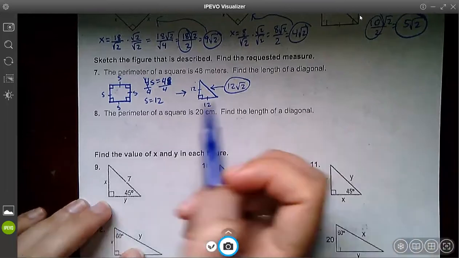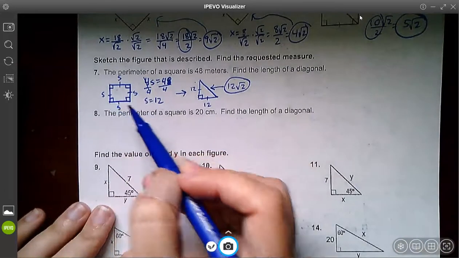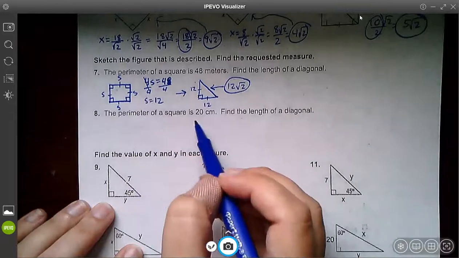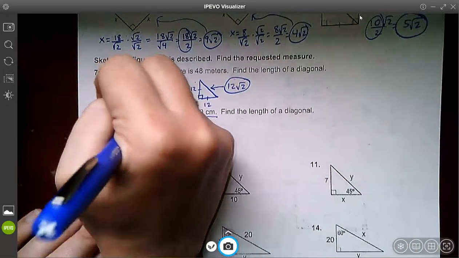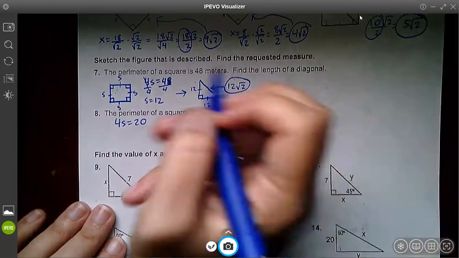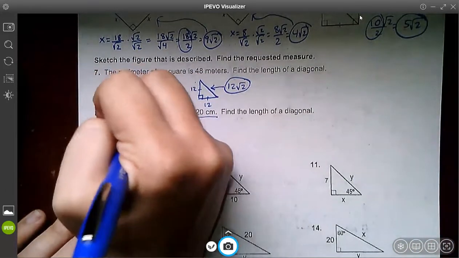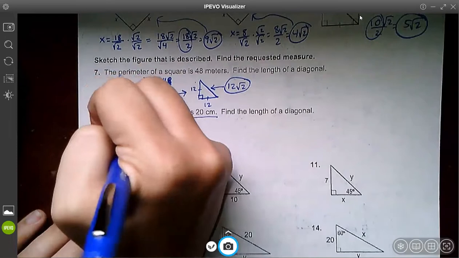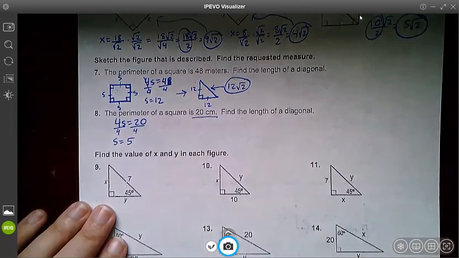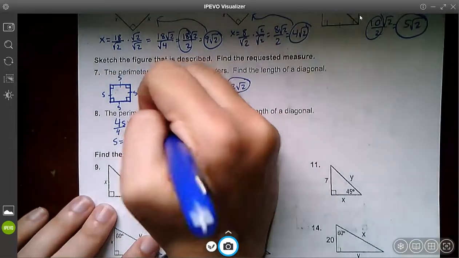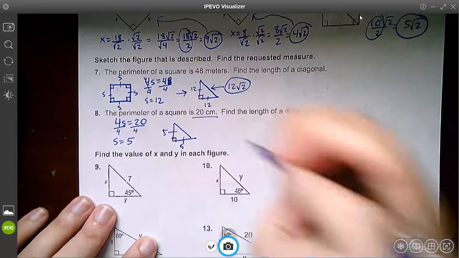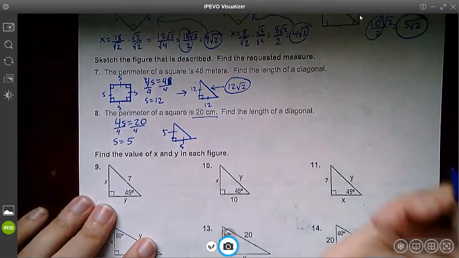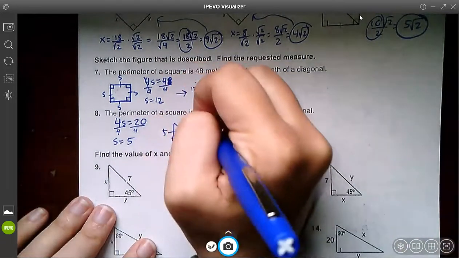Same thing for number 8. I'm going to use the same diagram instead of drawing another one. The perimeter of this one is 20. So 4 times my side equals 20. Divide both sides by 4. And this time you get your side is equal to 5 instead of 12. So I get this triangle. And I need to find the length of my diagonal, which is my side times the square root of 2.